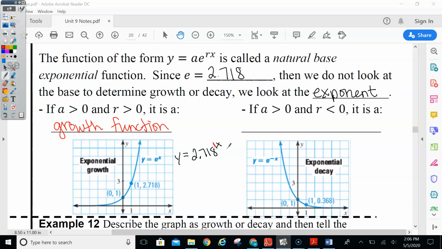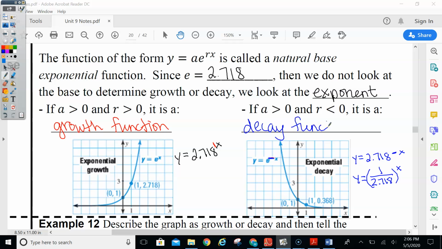So if the exponent is positive, then it's growth. If the exponent is negative here, so the negative, remember, means the reciprocal of. So this one is basically saying y equals 2.718 to the negative x. The negative means it's going to be y equals 1 over 2.718 to the x power, which this is less than 1. So here the negative exponent means the base is less than 1, so this would be a decay function.